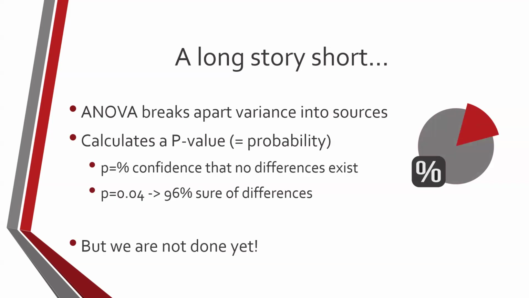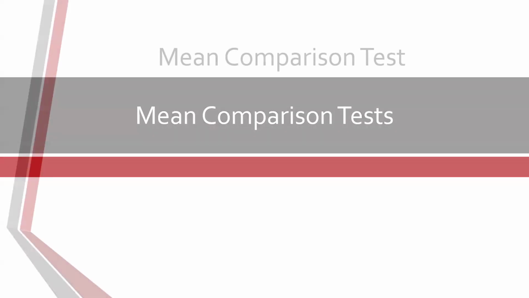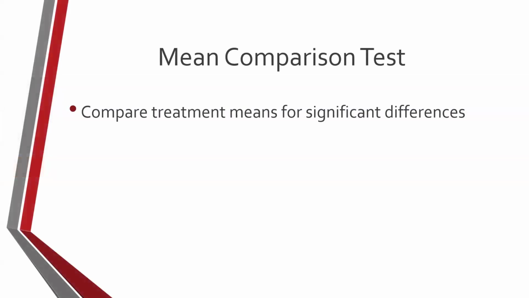But the problem is we're not done yet, because we want to know which differences are significant and which are not. And so ANOVA itself doesn't provide an answer about which treatments are different from one another. It's just a general look at whether at least two out of this list are different, but it doesn't tell us which ones. So we need to run a mean comparison test to find out specifics on which differ significantly.